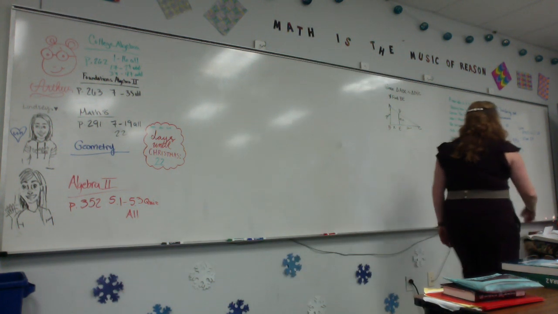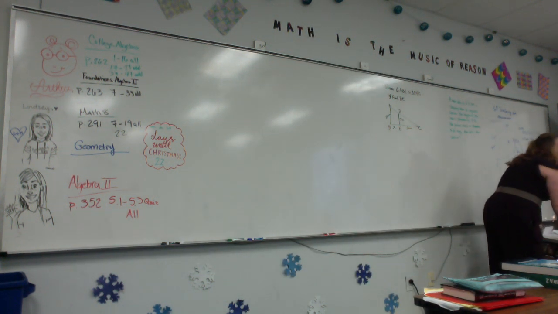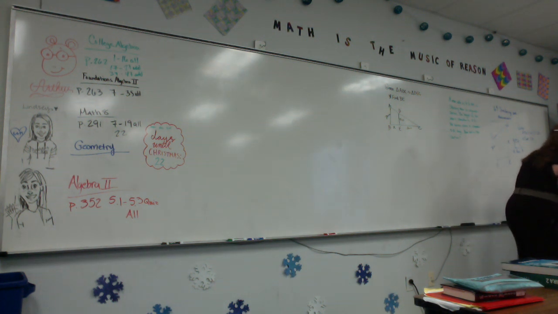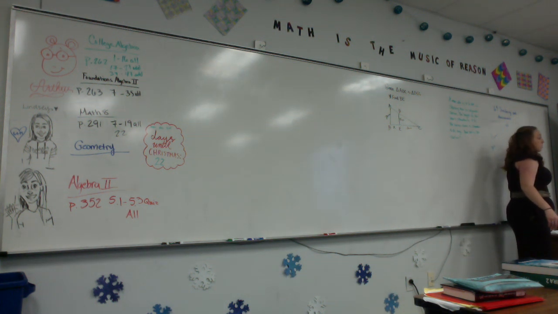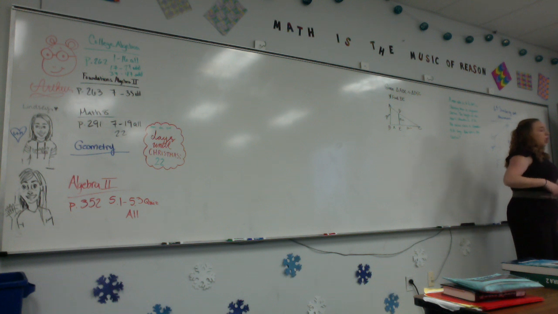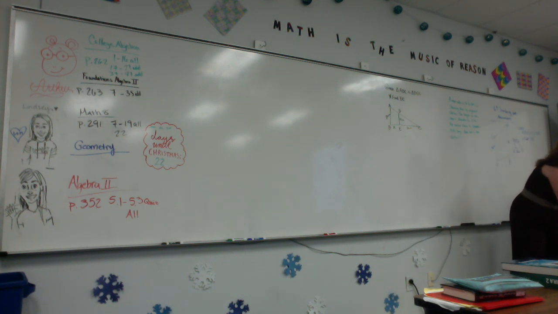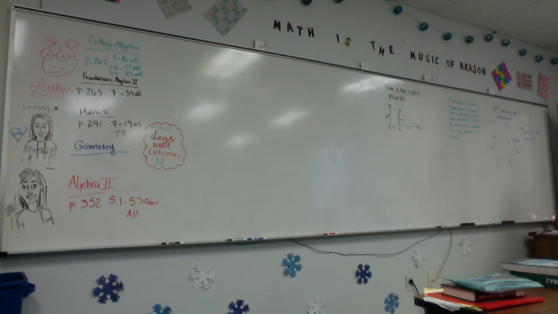2.5, similarity and measurements. Remember, we're doing similarities right now. So, what does this symbol mean? It means it's similar. When something is similar, what does that mean about that shape? The side lengths are not exact, but what about their angles? They're the same shape. The angles are the same, but the sides are not exactly the same.